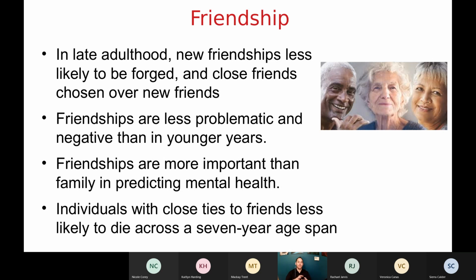If we look at the correlation of friendships to mental health in late adulthood and family relationships to mental health in late adulthood, we see a higher predictive value of friendships. So it seems that having good close friends and being involved and engaged with those friends in late adulthood is one of the most important things in late adulthood.